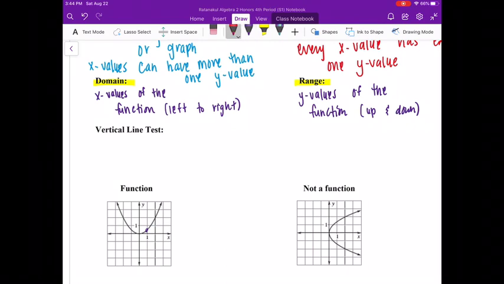The vertical line test is a special test to help us determine if a graph represents a function. So if you take a vertical line and it intersects at more than one point on your graph, then it is not a function.